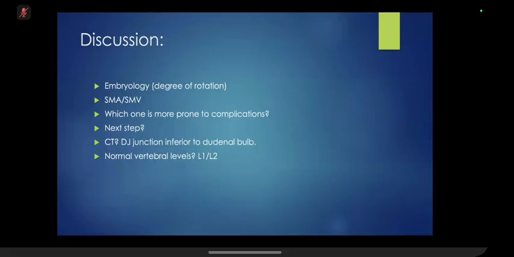So if they show you typical, very limited images of the CT, you need to see the position of the duodenal bulb. Is it at the same vertebral level, L1, L2? And what is the position of the duodenal-jejunal junction, if they show you the coronal view, with respect to that duodenal bulb? In that case, you can tell the examiner that this is a malrotation case.